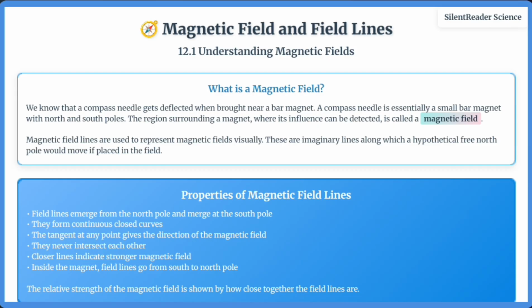Magnetic field lines have several important properties. They emerge from the North Pole and merge at the South Pole. They form continuous closed curves. The tangent at any point gives the direction of the magnetic field. They never intersect each other. Closer lines indicate stronger magnetic field, and inside the magnet, field lines go from south to North Pole. The relative strength of the magnetic field is shown by how close together the field lines are. We can visualize magnetic fields using iron filings, which align themselves along the field lines when sprinkled around a magnet.